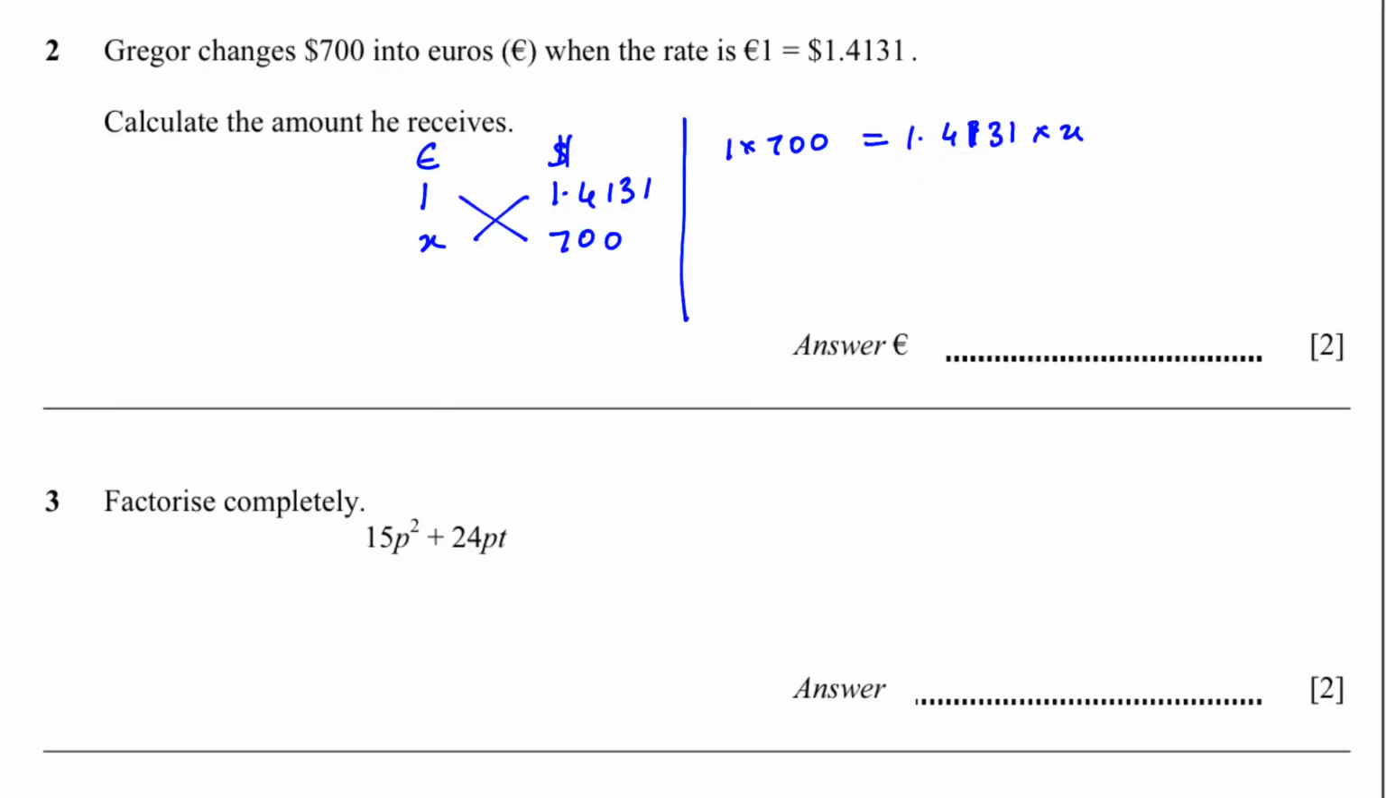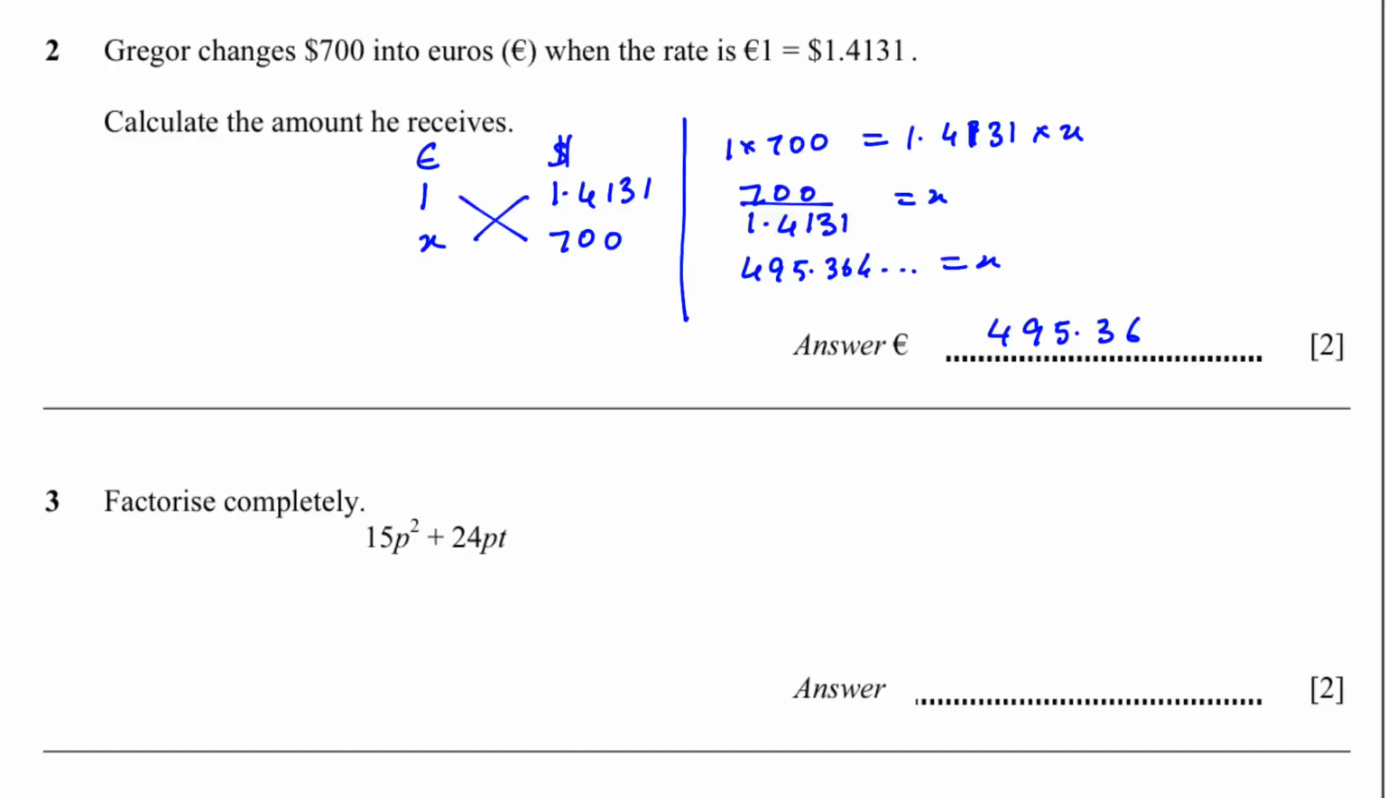This is a multiply, so when we bring to the other side, it will become divide. So x is equal to 495.364. Currency we always write in 2 decimal place. So the answer is 495.36.